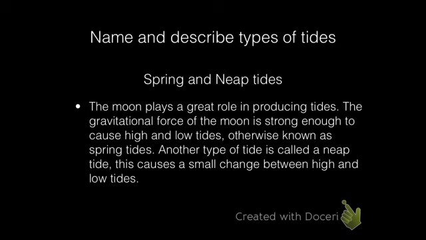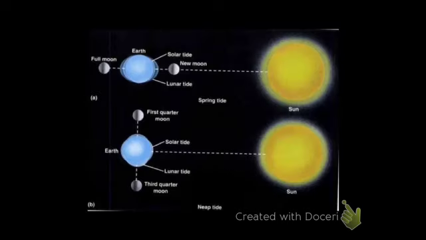Name and describe the two types of tides. The two types of tides are spring and neap tides. The moon plays a great role in producing tides. The gravitational force of the moon is strong enough to cause high and low tides, otherwise known as spring tides. Another type of tide is called a neap tide. This causes a small change between high and low tides.